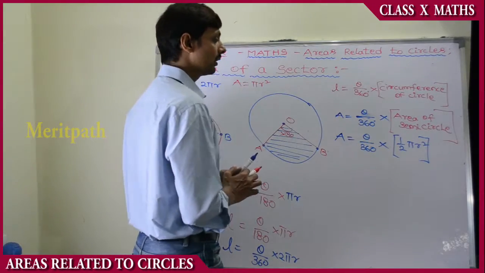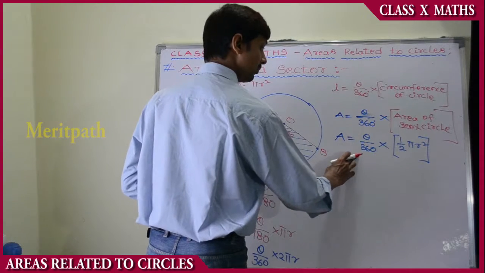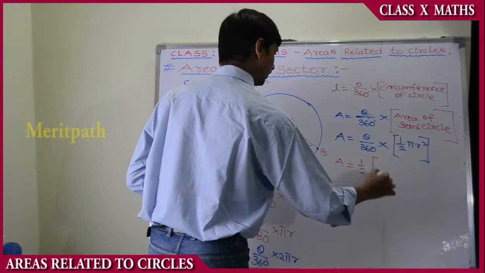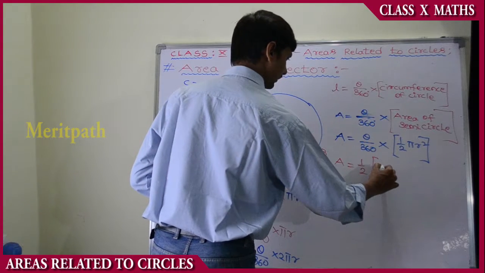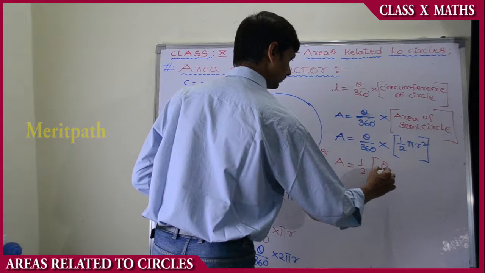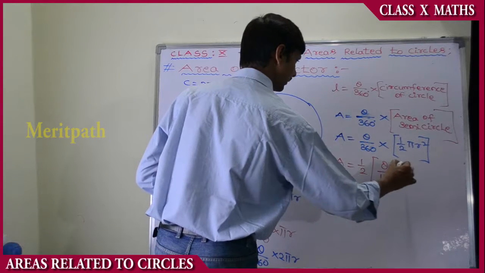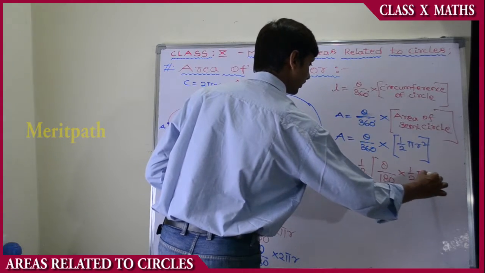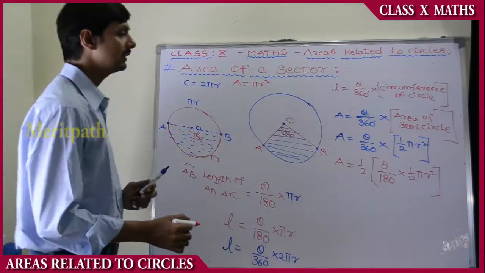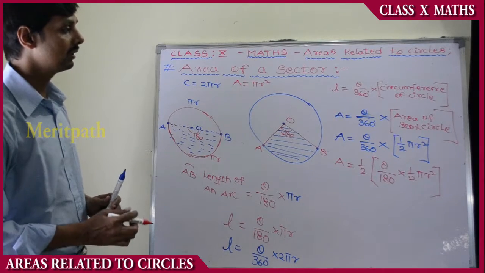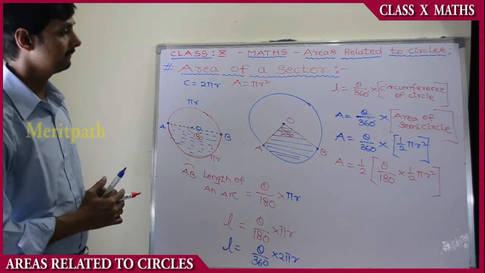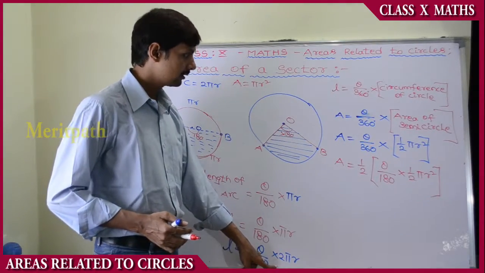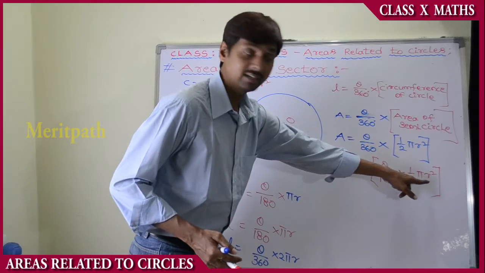So in this we can observe there is 1 by 2 in common. Let's take 1 by 2 common in this. So 1 by 2 into theta by 180 degrees into 1 by 2 pi r square. After that, let's observe, if we take theta by 360 into 2 pi r, then it will be similar to theta by 360 into 2 pi r.